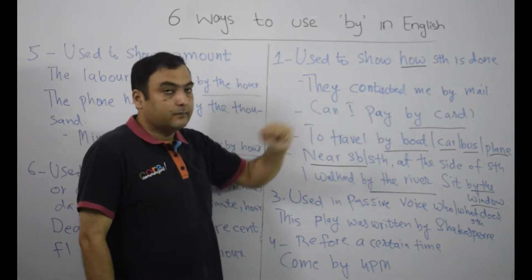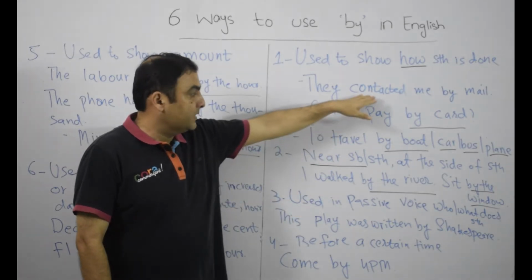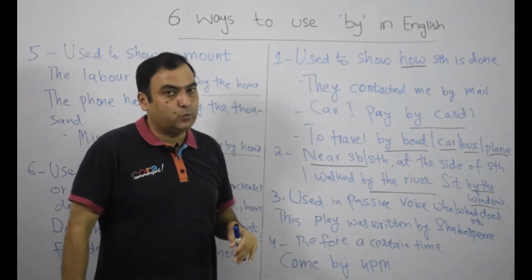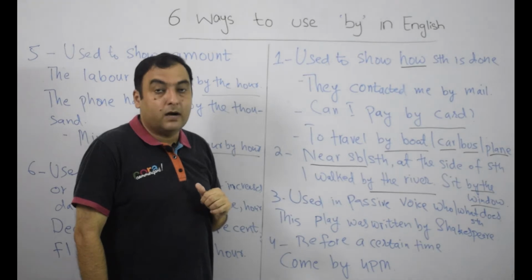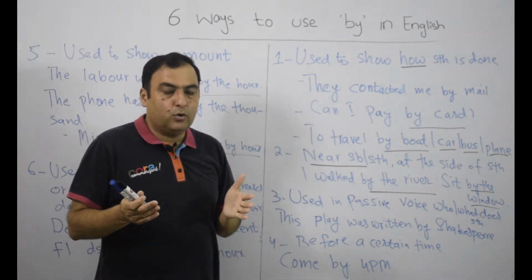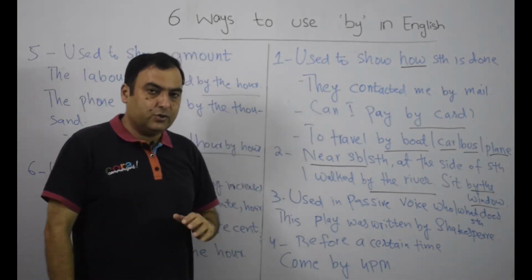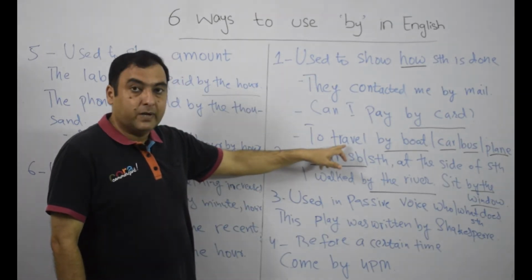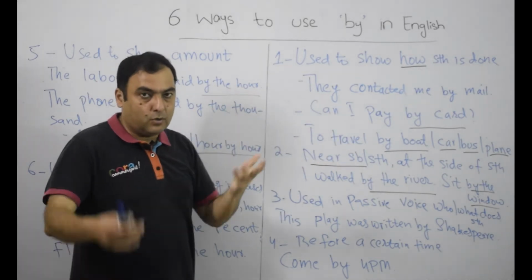For example, they contacted me by mail or by email. So here this preposition is used to show how the contact was made. Another example sentence is, can I pay by card? So by card, this is how I'll pay. So the first usage is we use by to show how something is done. We also say to travel by boat, by car, by bus, by plane, or maybe any other means of transport.